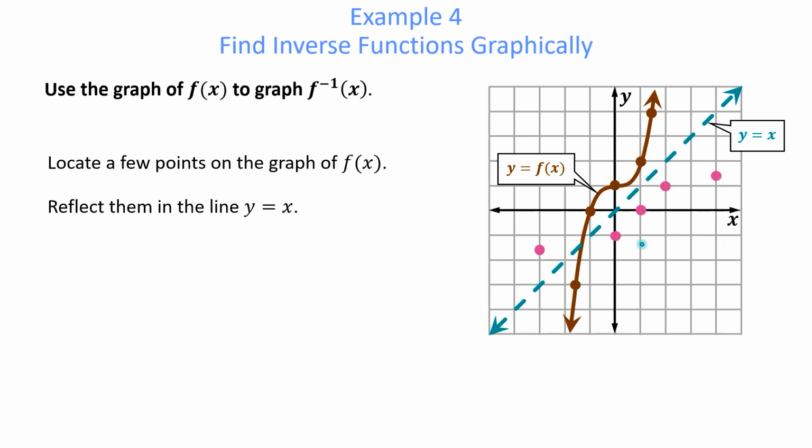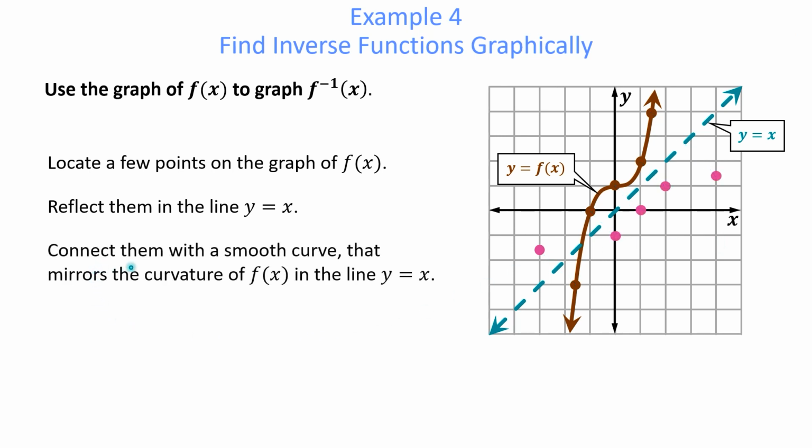Now what we want to do is to connect these points with a smooth curve that mirrors the curvature of f of x in the line y equals x. So we draw a smooth curve connecting these points, mirroring the curvature of this graph f of x. And now we have the inverse function for f of x.